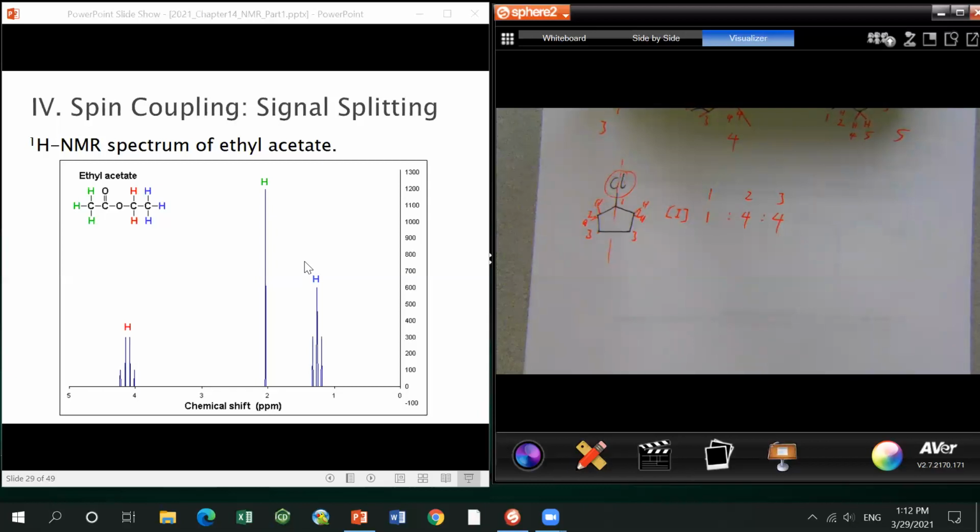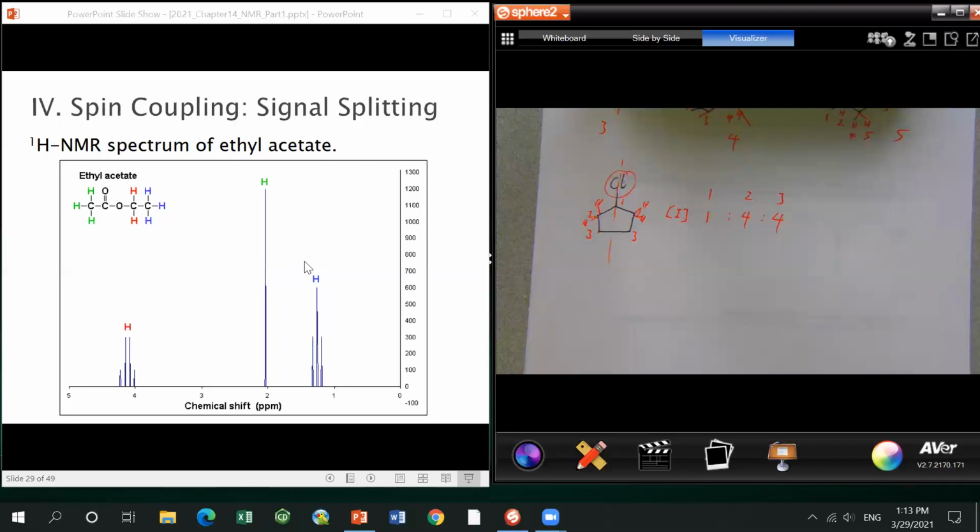Whether they are the same kind of proton, the same carbon, or another group in the same molecule. If they are the same kind of hydrogen, then they will have the same chemical shift. All right, so now we move to spin coupling.